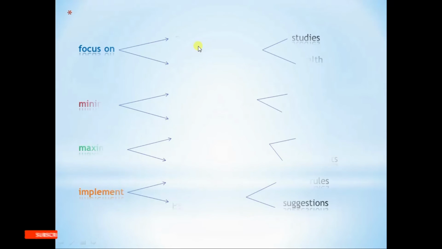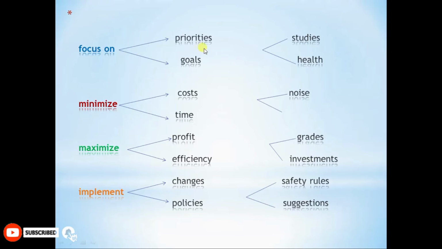Now let's focus on our next four words. You can focus on priorities. What are priorities? The things that are most important. The things you should really be paying attention to are your priorities. We can focus on your goals, your objectives, your dreams, your vision, your ambitions, and so on. We need to focus on your studies. We need to focus on improving your grades, improving your health.